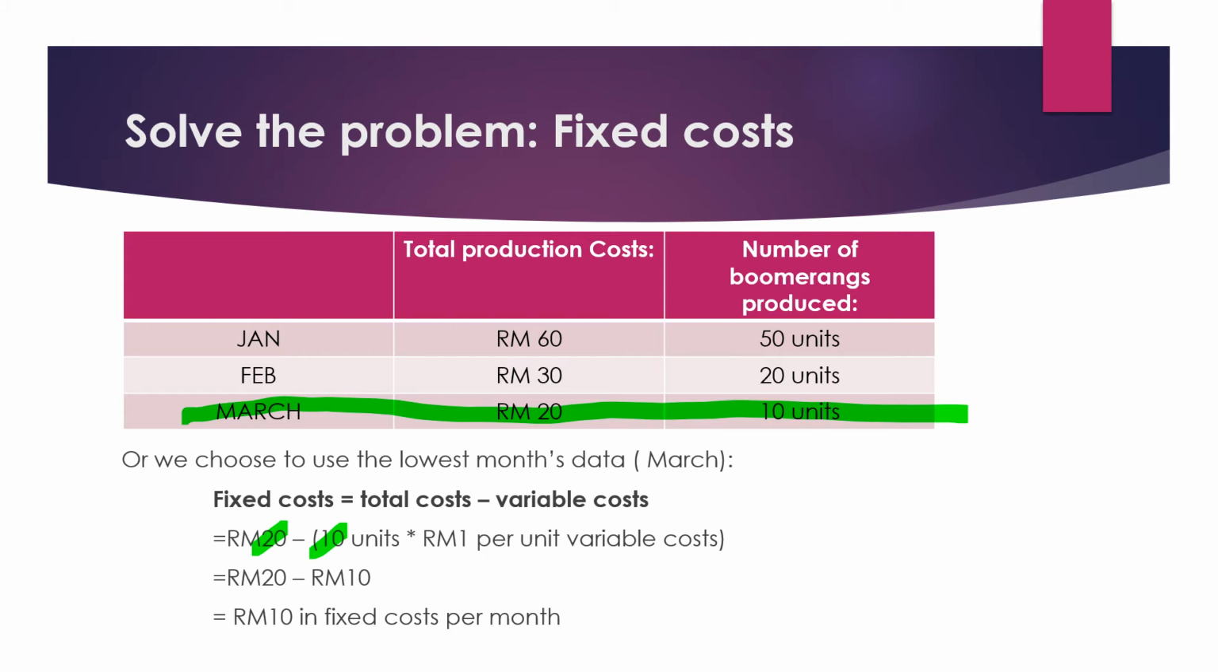If we take the lowest data, we choose March for the lowest data. Fixed cost equals total cost minus variable cost, the formula. So RM20 minus 10 units multiplied by RM1 per unit variable cost equals 20 ringgit minus 10 ringgit. So fixed cost per month equals 10 ringgit.